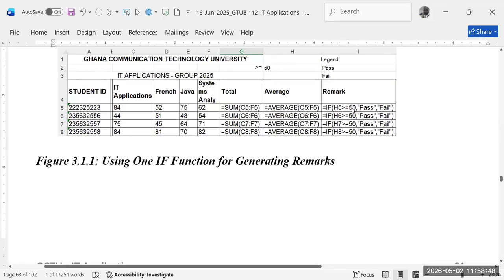Anything greater or equal to that should give you pass. And this pass is your own word. We call it user-defined words. And this word should be in double quotation marks, comma. So when the system evaluates or checks the condition and it's true, then you get pass. Anything outside the condition you have stated here should be fail. And this fail should also be in double quotation marks, separated by a comma. Are you okay with this?